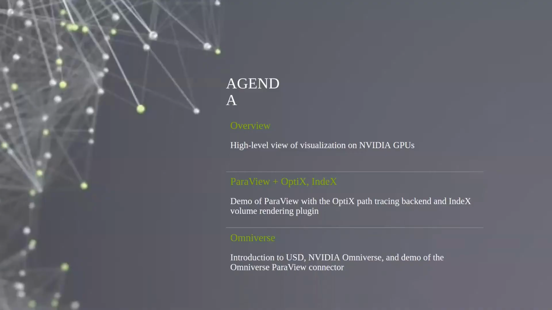So just a quick look at what I'll be talking about. I want to start with an overview, a high level look at what we're doing at NVIDIA with regards to visualization. And then I want to delve into ParaView specifically and how to use the OptiX ray tracing backend and the Index volume rendering plugin in ParaView. And then finally, I want to talk about Omniverse a little bit, what Omniverse actually is, and the underlying technology that we rely on called USD, which is just a scene format. For both the ParaView and Omniverse sections, I want to give a little overview, like a demo, on how you can actually use them in practice.